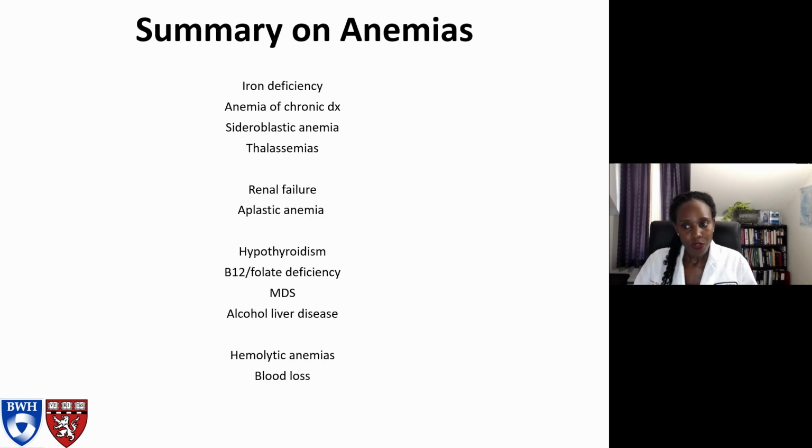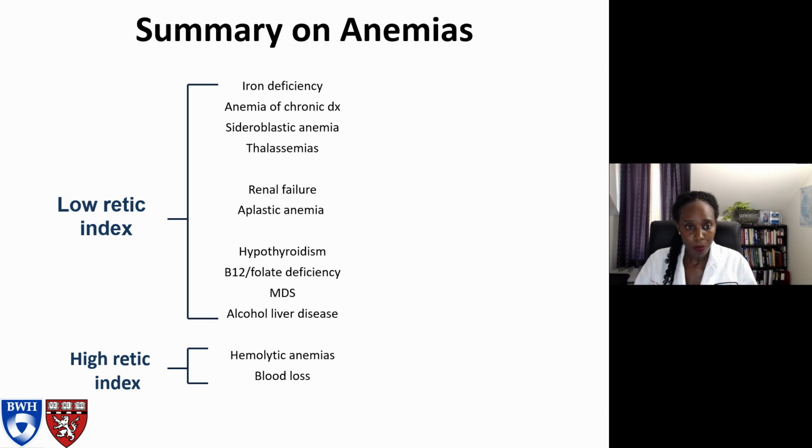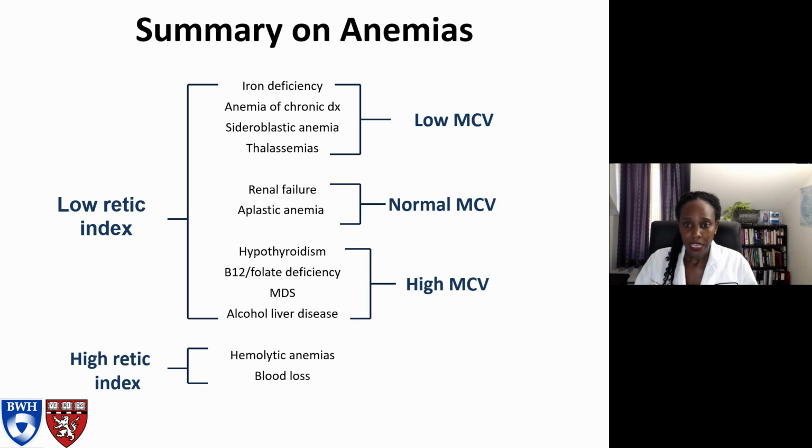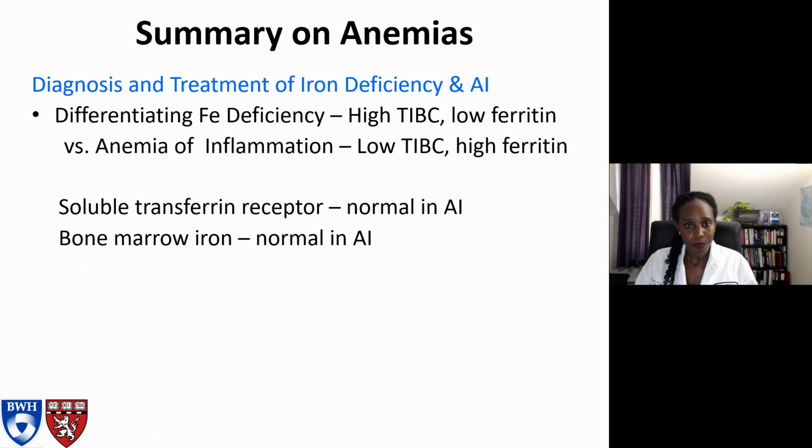So in summary, we've talked about anemias. We've tried to go over a number of them, pointing out that the reticulocyte index is really key to narrowing your differential of causes of anemia. When the reticulocyte index is high, it's a hemolytic anemia or blood loss. And when the reticulocyte index is low, depending on the MCV, you can really narrow down the differential further.